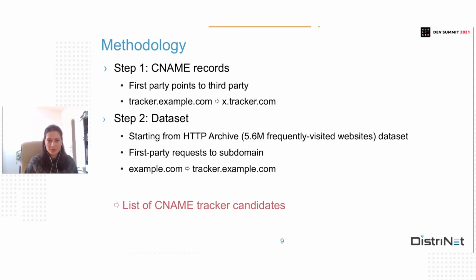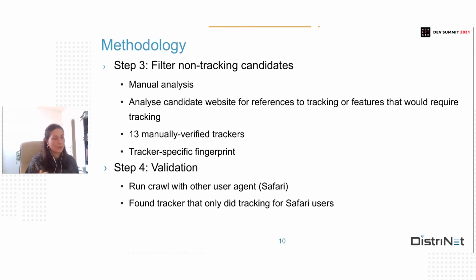But not all services that use CNAME records and specifically have a unique subdomain per customer are used for tracking. For instance, a CDN works in the same way, so we have to perform an additional step where we filter out the candidates that are actually tracking. For this, we performed a manual analysis. We looked up each of the websites of the candidate trackers and referred to their documentation to see whether they were mentioning some services that required analytics or if they were providing some kind of tracking. After this step, we obtained a list of 13 manually verified trackers.